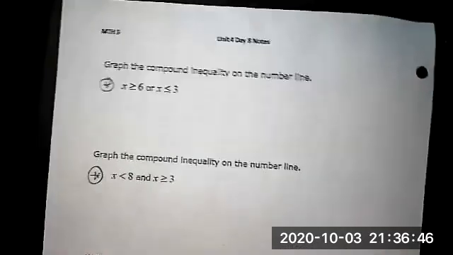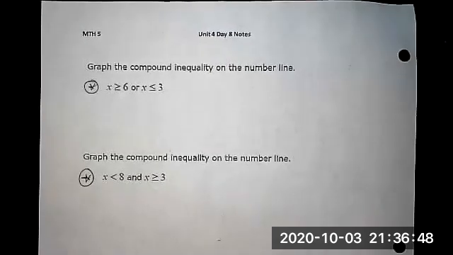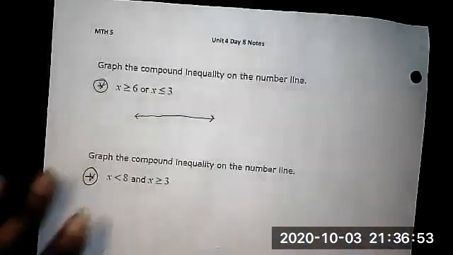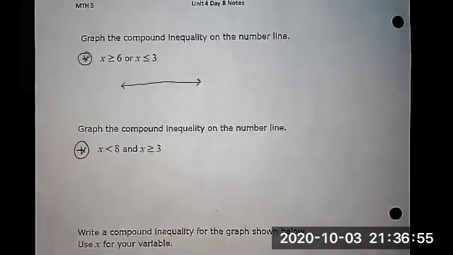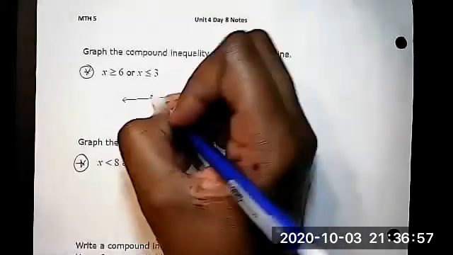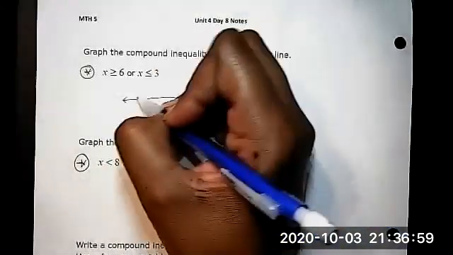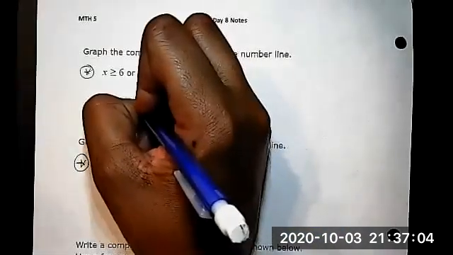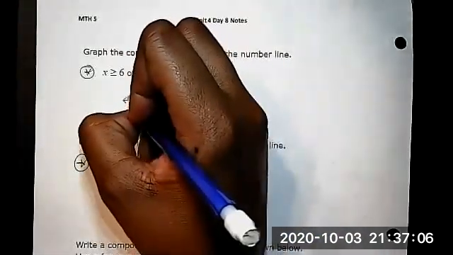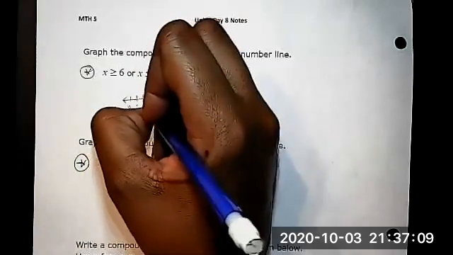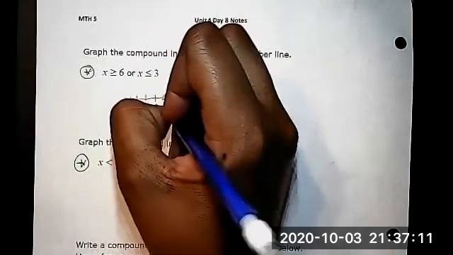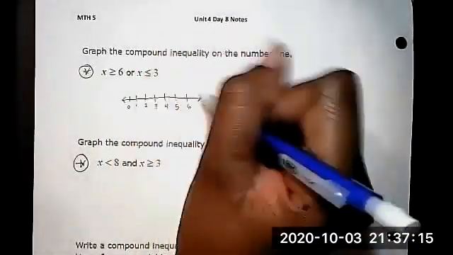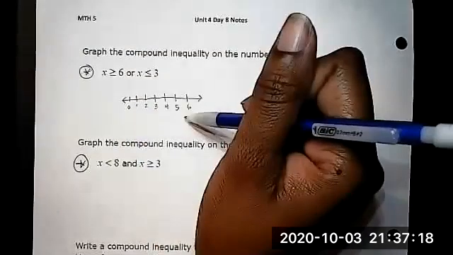Got it? All right, graph the compound inequality on the number line. So I'm going to graph it on the number line. What's important to know for this particular situation is the number line. So what number comes first on the number line? That is what you're going to put here. If you start with 0, then you'll have 1, then 2, then 3, then 4, then 5, and then 6. So understanding the number line is important for graphing.